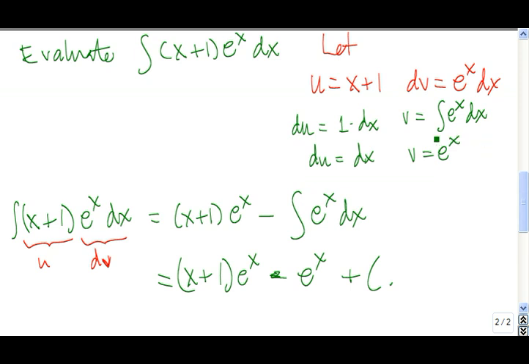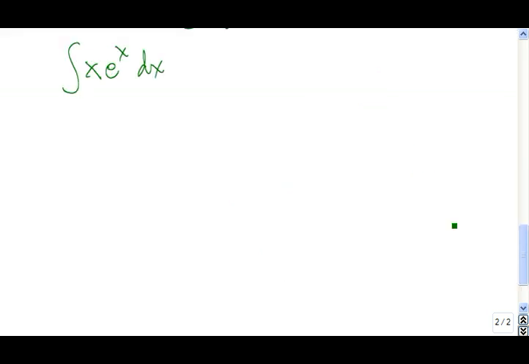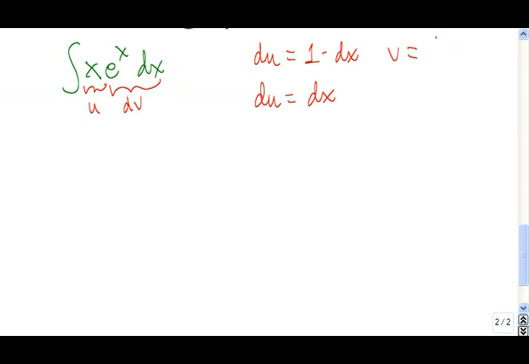Okay, now let me show you why you don't need to put a plus c when you're finding v. So here I'm going to evaluate this by letting u be equal to x and dv equal to e to the x dx. So then du is the derivative of x times dx, and v is the integral of e to the x dx. So I'm going to say that's equal to e to the x plus some constant of integration.